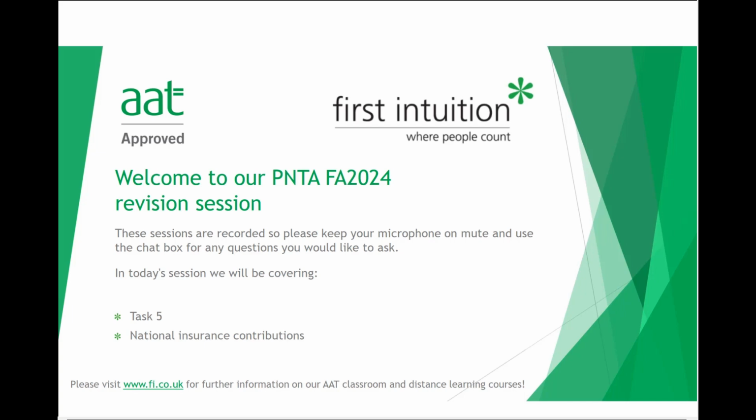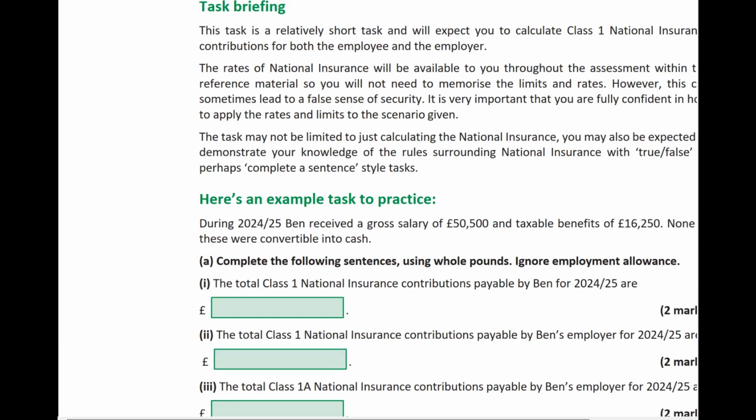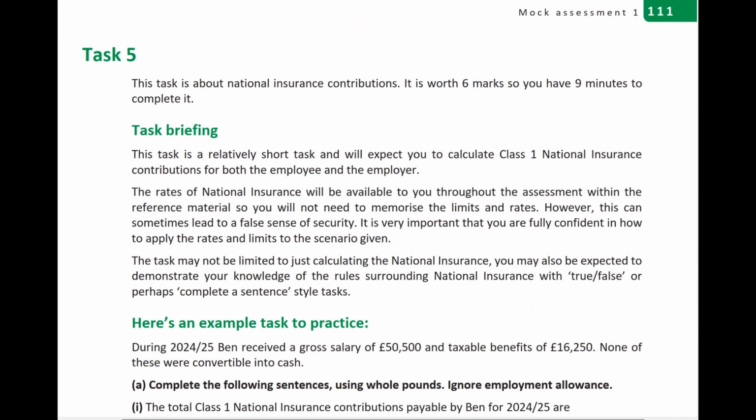It's Personal Tax. We're looking at Finance Act 2024, and today it's going to be the turn of task number 5. Task 5 covers national insurance contributions. So I'm going to flick to our task here. It's FI mock number 1 if you're following through from the FI course materials. Otherwise, you'll find it in our revision question bank.